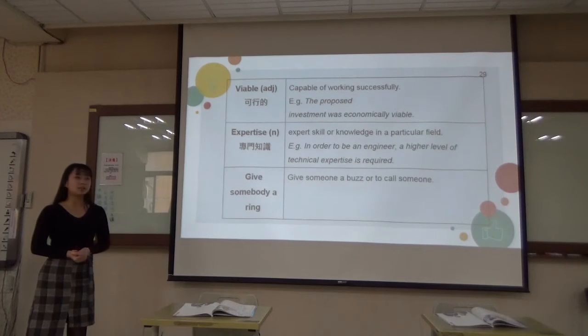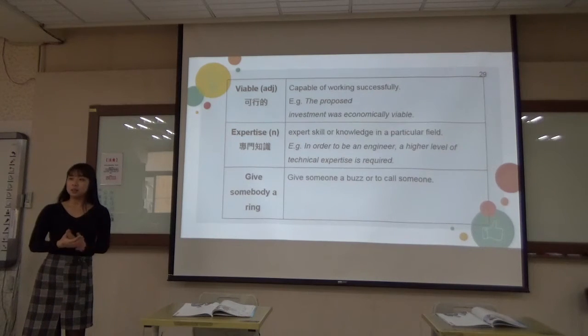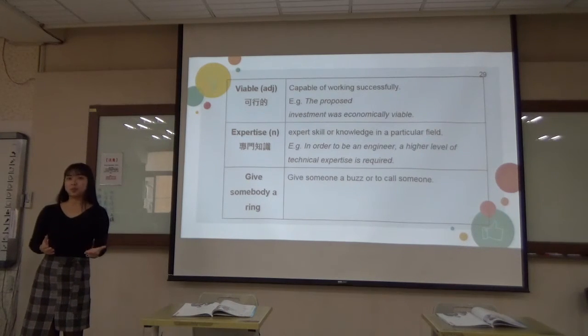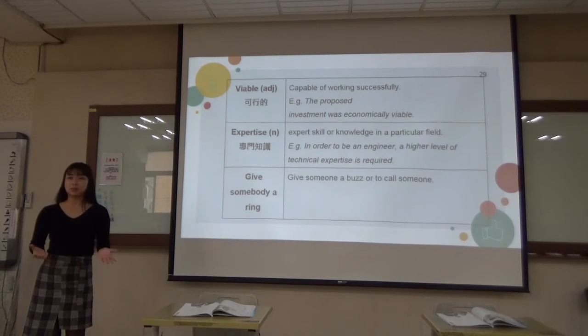Next is give somebody a ring. Give somebody a ring doesn't mean to propose to someone or marry someone. It means you call someone or give them a buzz. For example, when I'm going to call my mom, I can say I'm going to give my mom a ring, but it doesn't mean I'm going to buy a diamond ring for my mom.